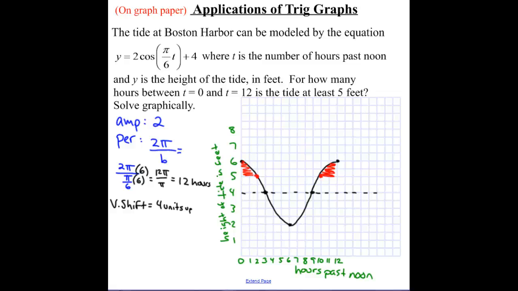That's the only part of the graph for which the tide is above 5 feet. Now you just have to look and see, okay, how many hours was that? Well, it looked like it went 2 hours and then another 2 hours. So altogether, what we can say is, for 4 hours, the tide is at least 5 feet.